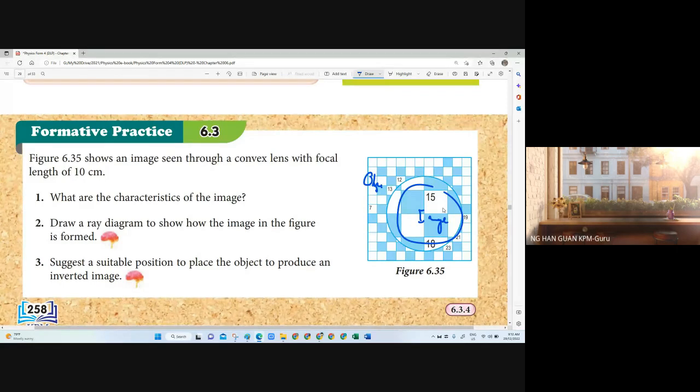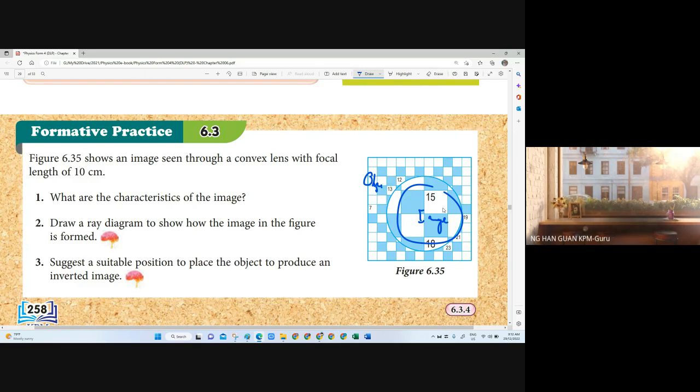Image is magnified. When you mention the characteristics, there are three different characteristics that have to be mentioned. First one is about the size. Size can be diminished, same size, or magnified. If you don't want to use these terms, you can use simpler terms: smaller, same size, bigger, that also works. But officially, when we describe the characteristics of the image, we use the terms diminished, magnified, or same size.